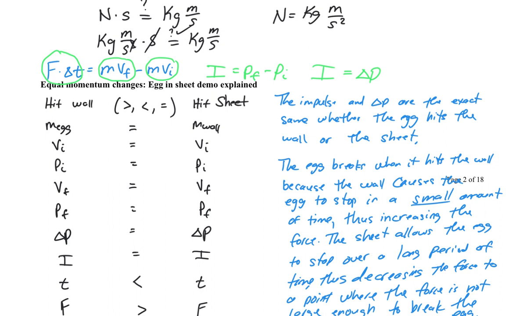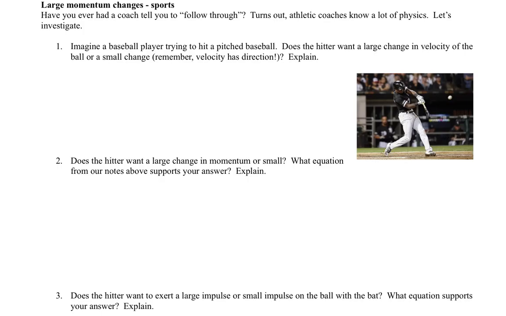We call this type of demo an equal momentum change or an equal impulse demo. So I would call this an equal impulse demo. We have a few more of those listed for you on Schoology. We're going to talk about a couple different types of scenarios. The first one, just like the egg and the sheet, are those equal impulse demos. It's an equal impulse, an equal change in momentum.